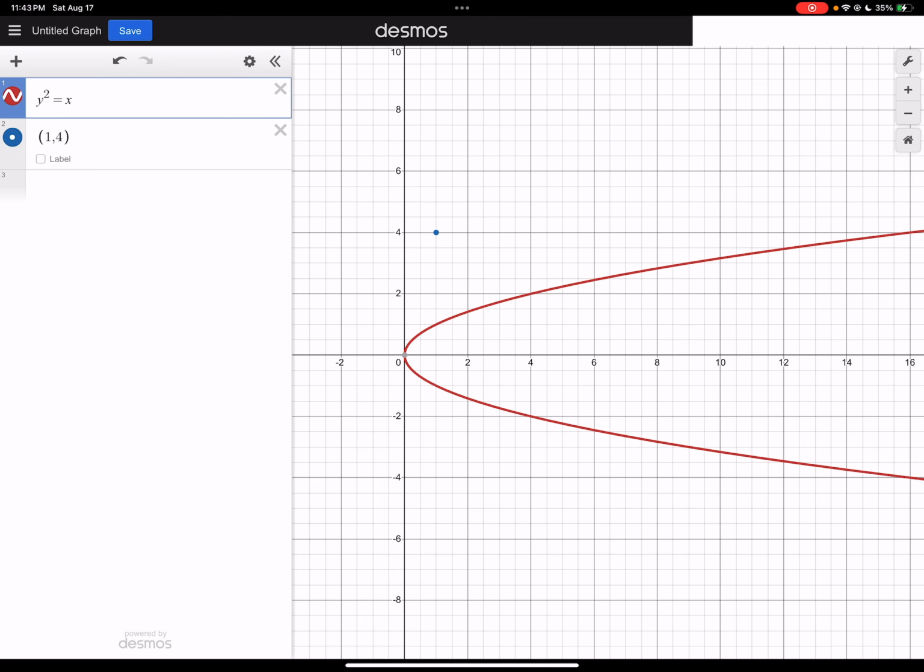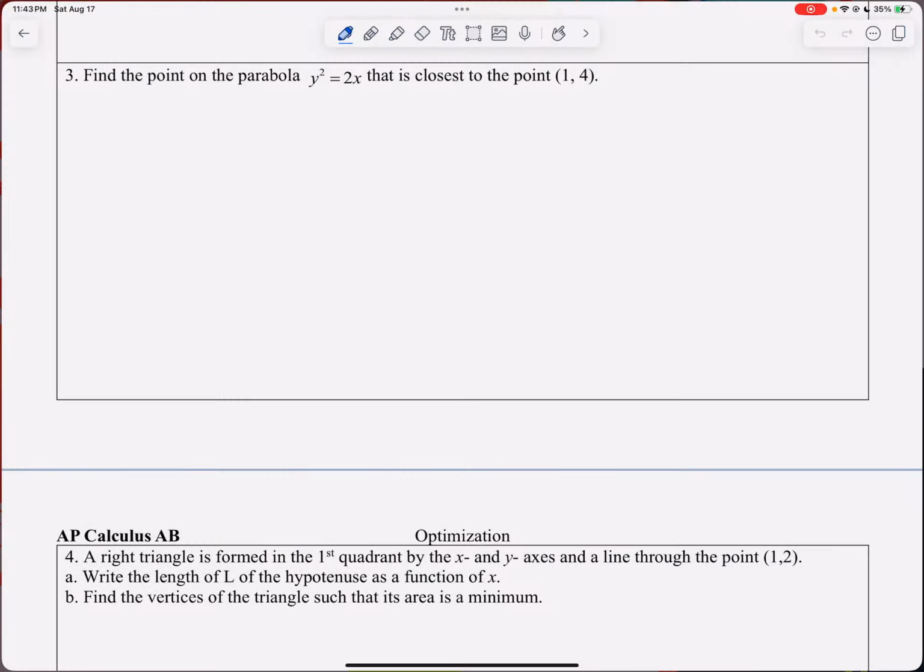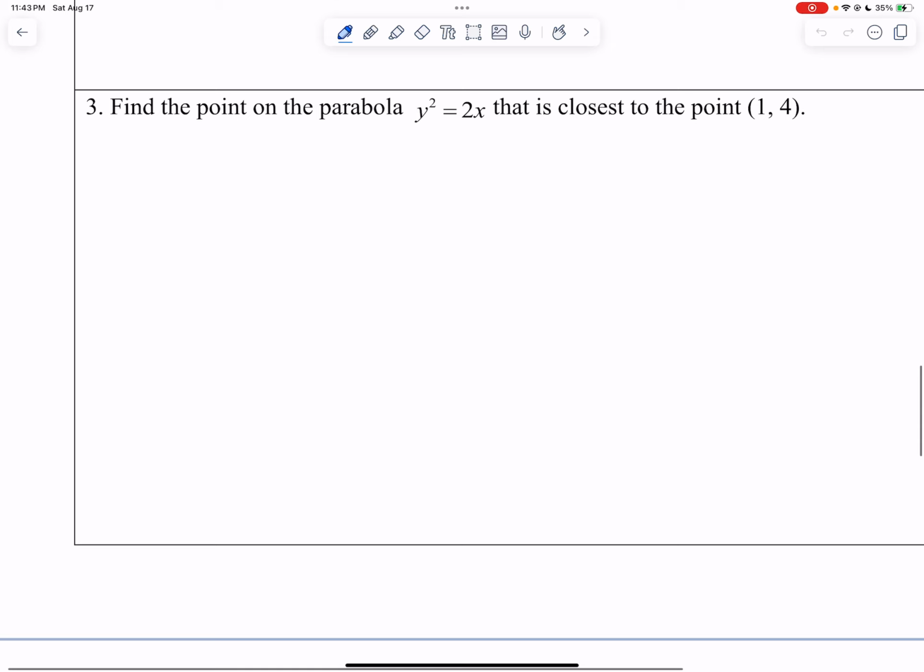As a little visual here, I have y squared is equal to x in red, and I have the point 1 comma 4, and we want to see what point along this parabola right here is going to be closest to our lovely 1 comma 4. In order to do that, once again, we're going to have to use distance. So let's think about our distance formula.